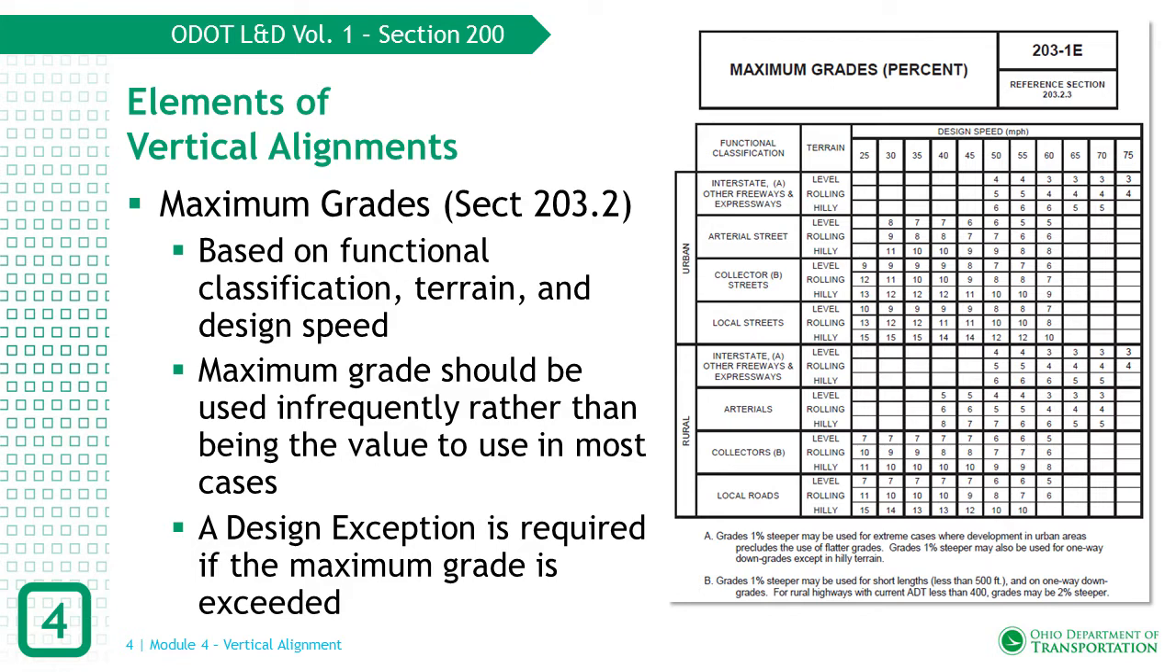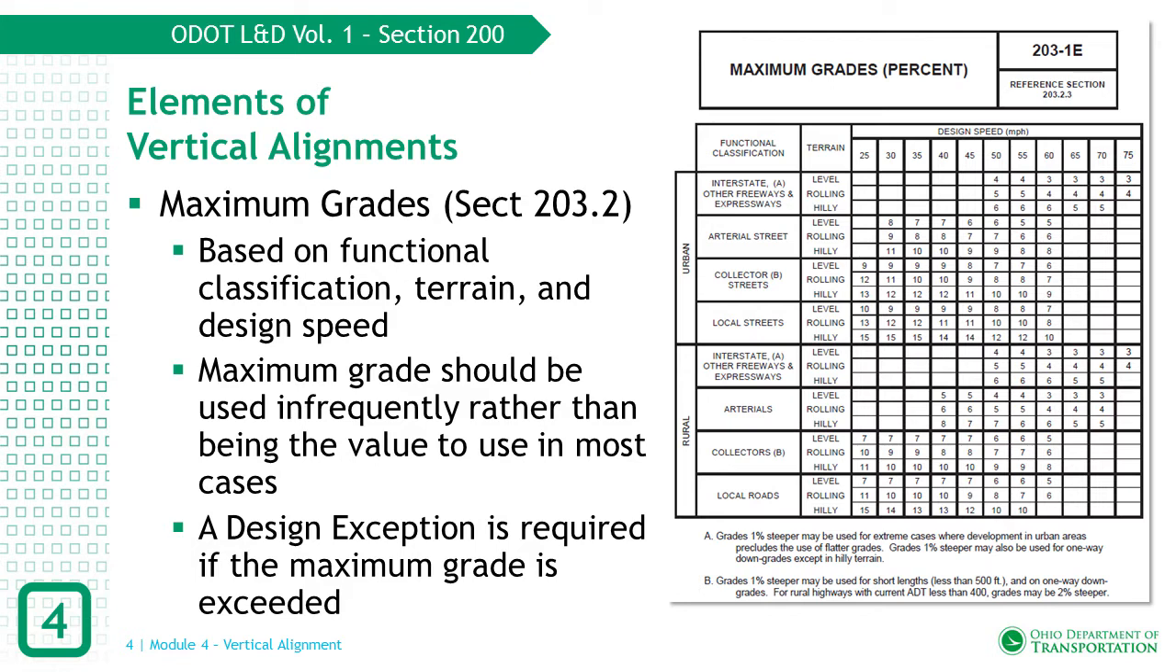Grades 1% steeper may also be used for one-way downgrades except in hilly terrain. The designer should check to ensure the horizontal alignment doesn't require significant change in direction, either within or immediately after the steep downgrade. Note B applies to collector streets and gives the opportunity to use 1% steeper grades when applying over short grade lengths, typically 500 feet or less, and for one-way downgrades.